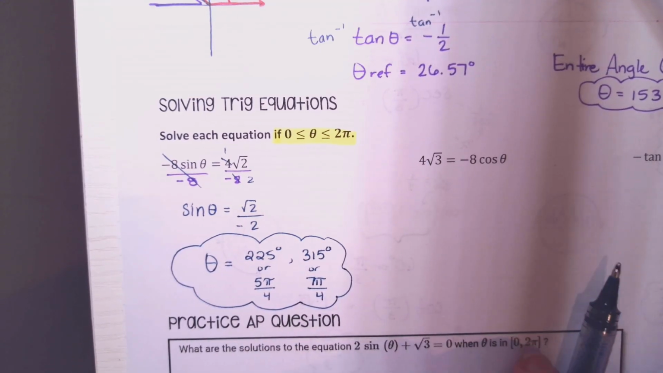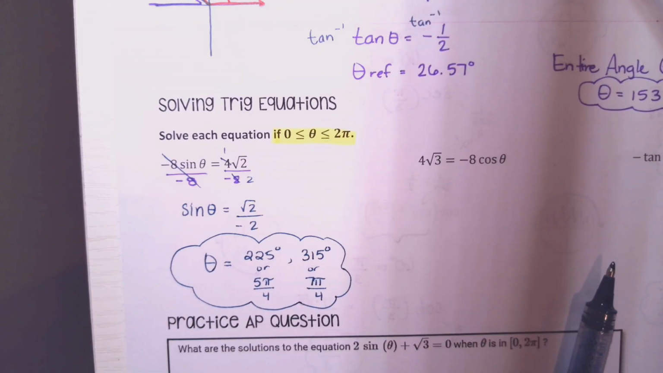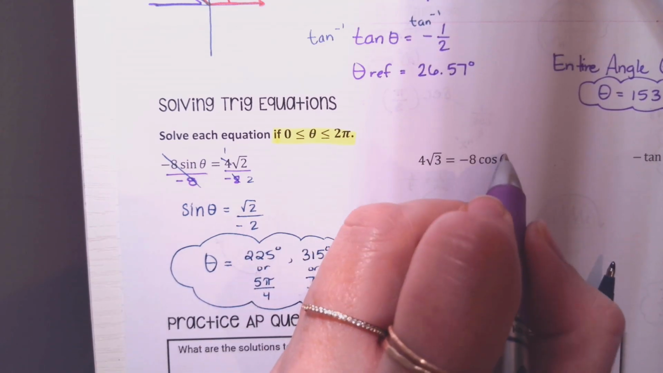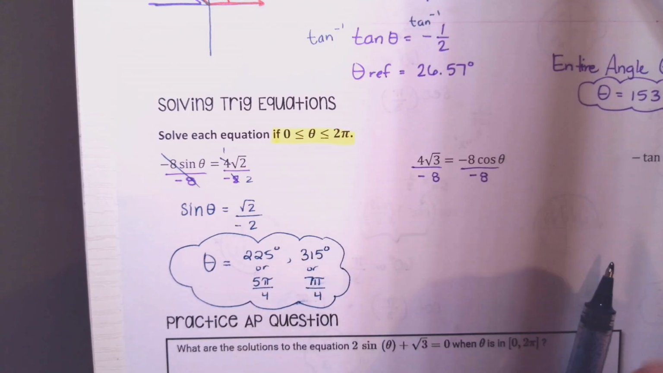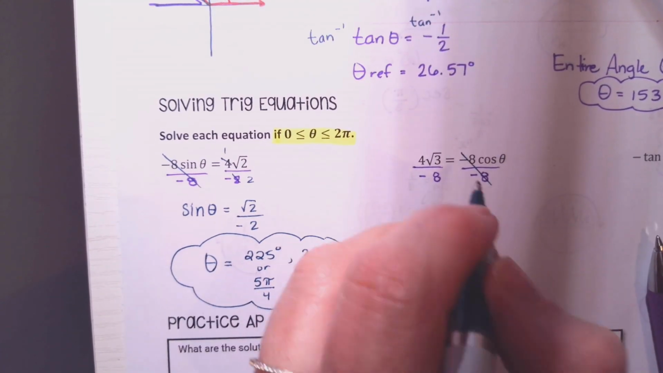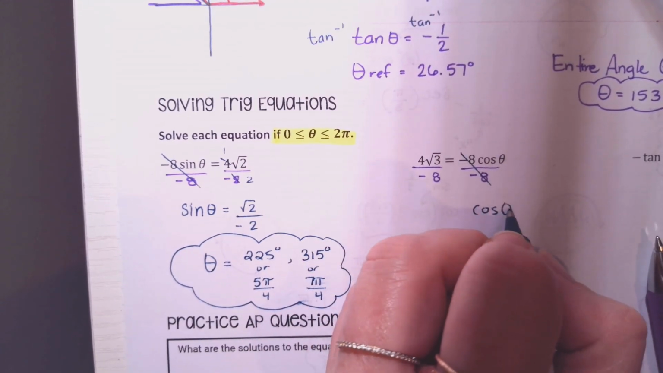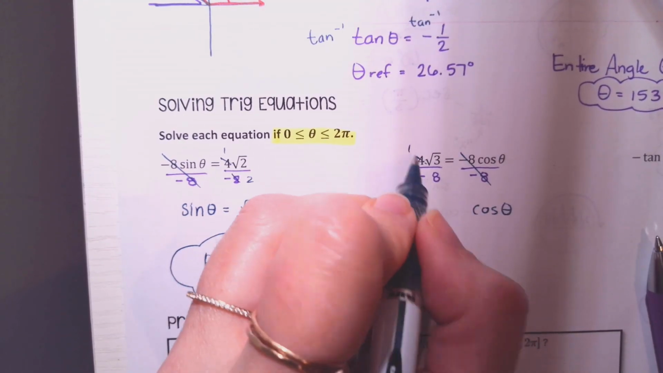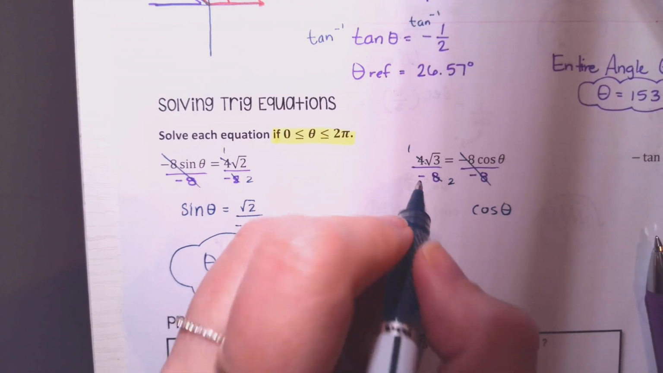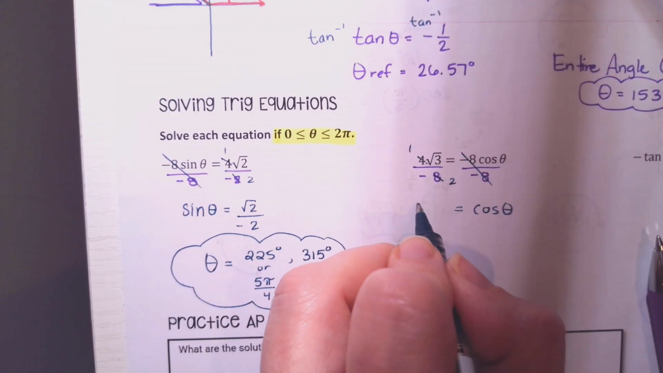Okay. Second one, my angle is on the right-hand side attached to cosine. I'm going to start like I did on the last one. I'm going to start by isolating cosine by dividing by this -8. Okay, and again, we end up with a situation where we can reduce. This 4 over -8 would reduce, and we would have square root of 3 over -2 left.